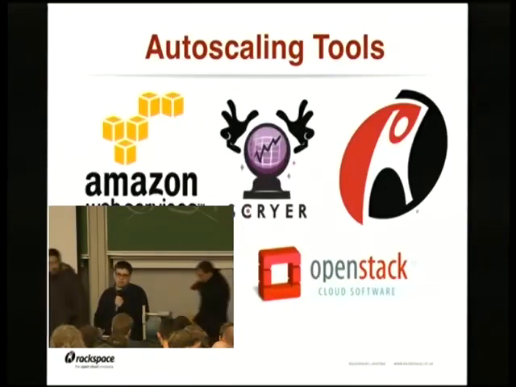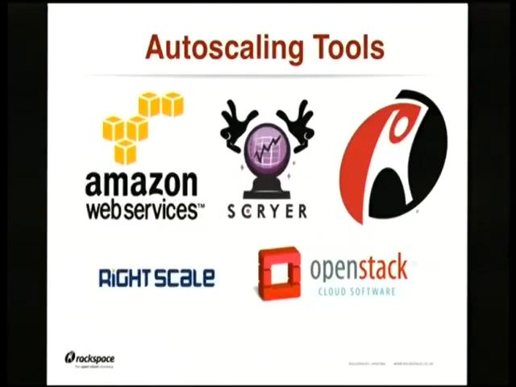Of course, Amazon, being the biggest cloud provider in the world, has a solution for that. So does RightScale. OpenStack does one as well, and we do at Rackspace. And there's another one from Netflix called Cryer, which is quite interesting. I'll talk about this at the end.